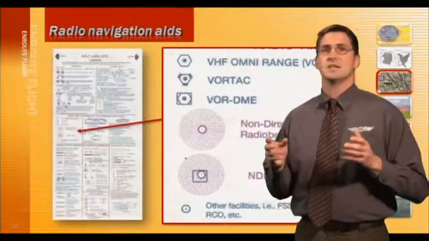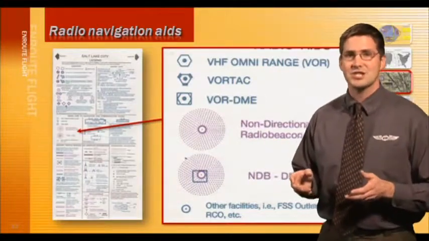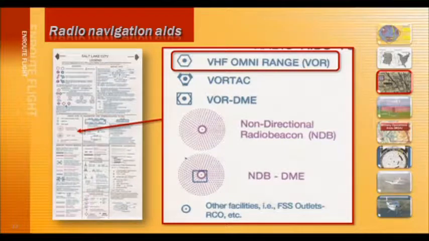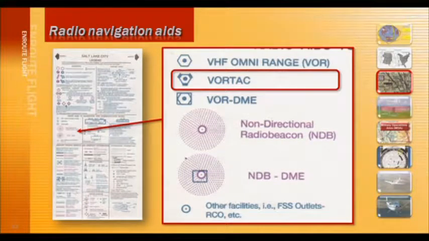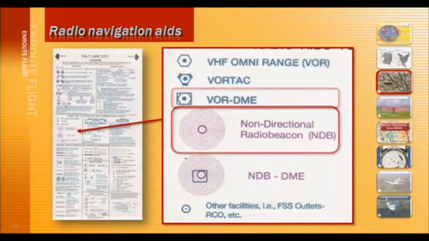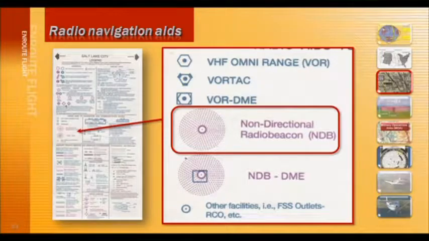Now, the legend describes the symbols for navigational aids, and the first symbol is a hexagon with a dot inside, and this depicts a VOR. The next symbol is a VORTAC. A VORTAC combines a VOR and a military navigation system called a TACAN. Now, the third symbol is for a VOR DME. It combines a VOR and distance measuring equipment. Now, the magenta symbol marks a non-directional beacon, sometimes referred to as an NDB.